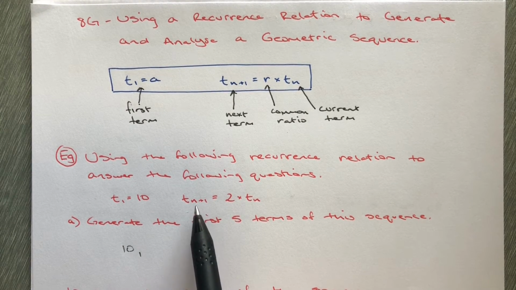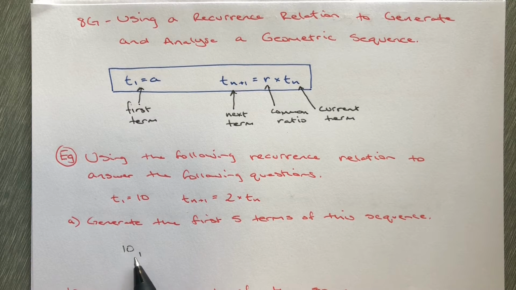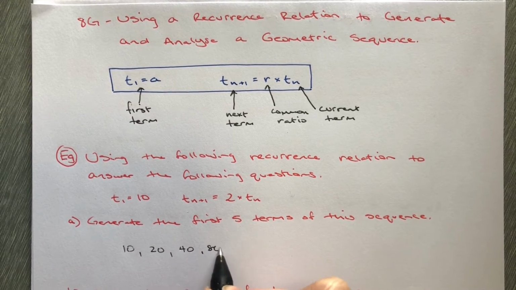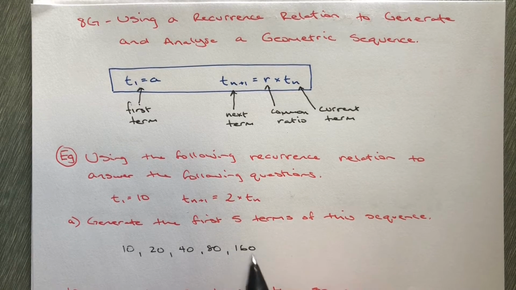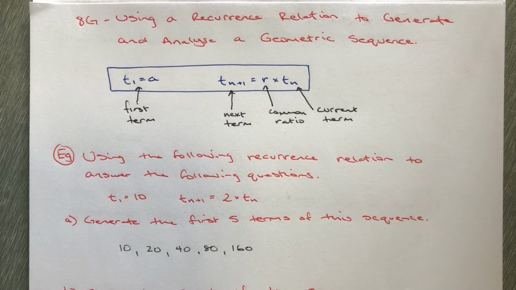So this is saying that the next term is equal to 2 times the current term. If the current term's 10, we just need to times it by 2, which is going to be 20. And to get to the next one, you times it by 2. To get to the next one, times by 2. To get to the next one, times by 2. There we go. We've got our first 5 terms of the sequence.